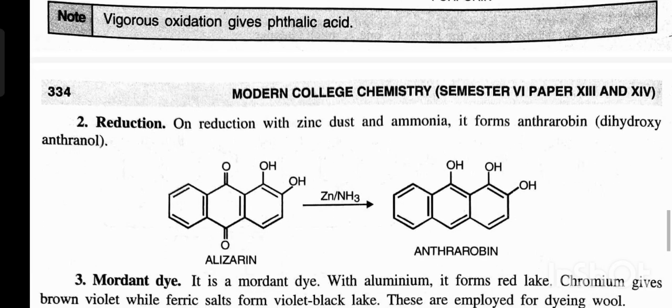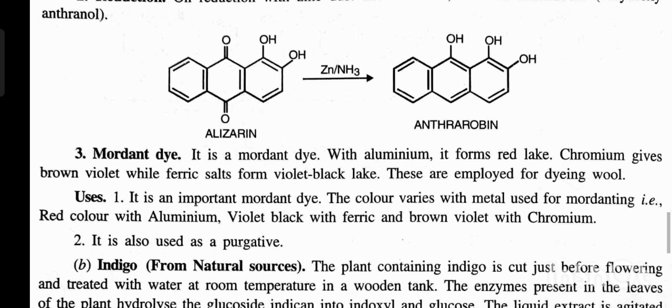Reduction. On reduction with zinc and ammonia, it forms anthrarobin, a dihydroxyanthranol. Third, mordant dye. It is a mordant dye with aluminium. It forms red lake. Chromium gives brown violet, while ferric salt forms violet black lake. They are employed for dyeing wool.